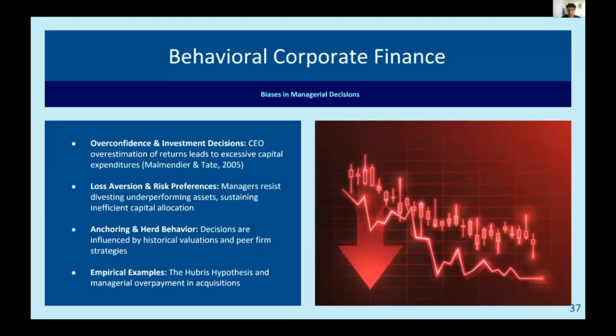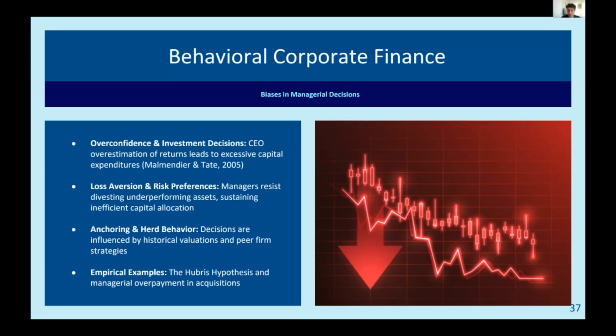Just like retail investors, corporate managers are also influenced by behavioral biases. Overconfidence leads to CEOs overinvesting and relying too much on internal financing, and loss aversion makes them reluctant to cut failing projects. Another example is anchoring and herd behavior, which causes firms to follow industry trends rather than independent analysis and can lead to widespread inefficiencies throughout the company.